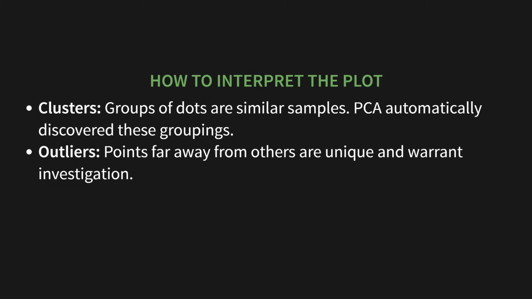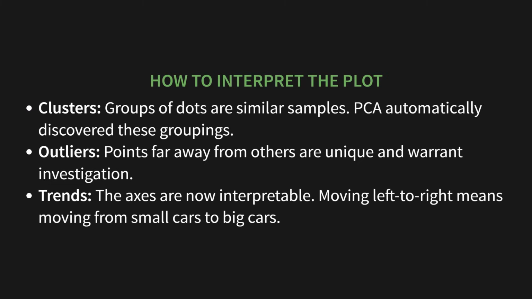Finally, look at the trends. The axes are now completely interpretable. Moving from left to right on this chart literally means moving from small, efficient cars to big, powerful ones. This is the ultimate goal. You take the abstract math, use the loadings to give your new axes meaning, and then use the scores to plot your data and reveal its hidden structure.